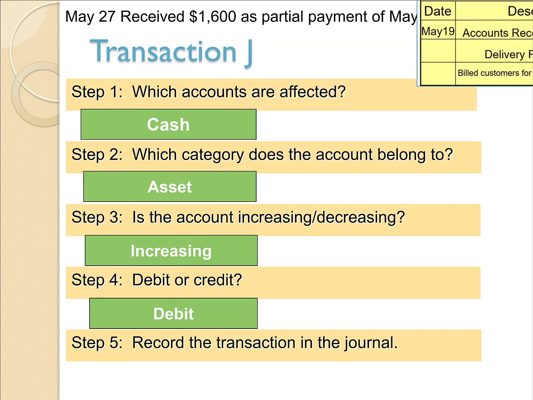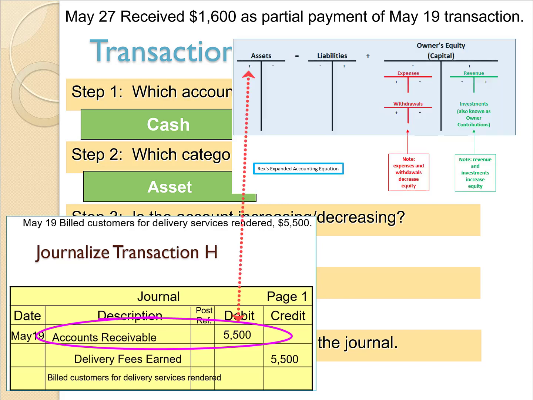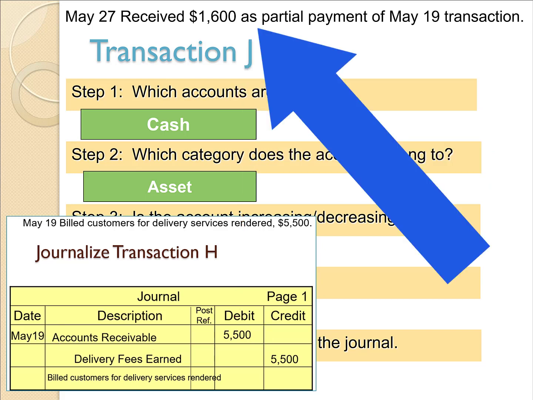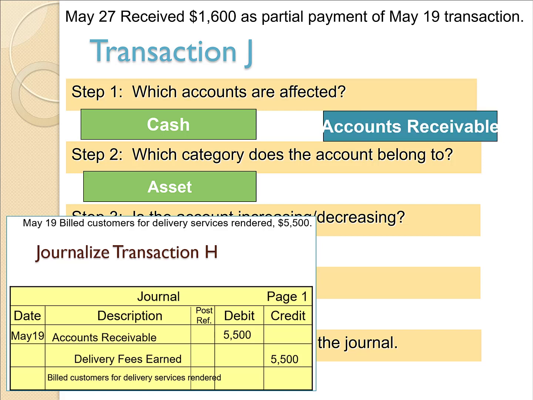Now let's look at transaction H again, which was that May 19th transaction. Remember, we had increased accounts receivable because at that point the customers owed us $5,500. And remember, debiting accounts receivable is increasing that asset. Now, when they pay us in this May 27th transaction, transaction J, do they still owe us $5,500? No, they owe us less. So we have to lower accounts receivable.